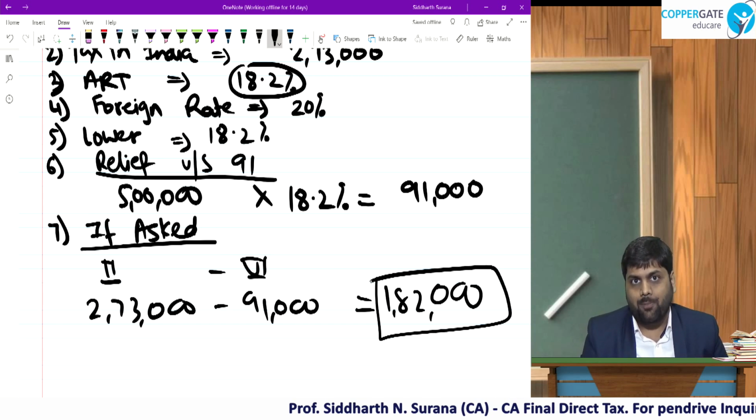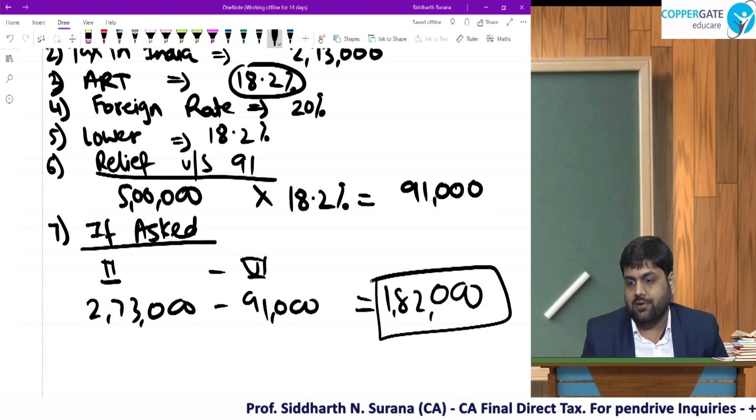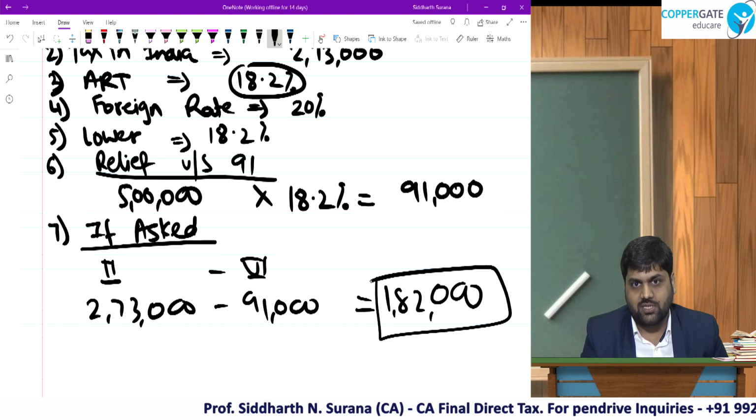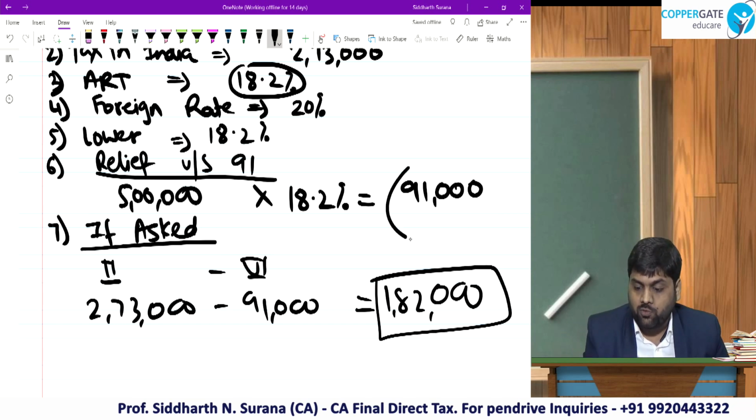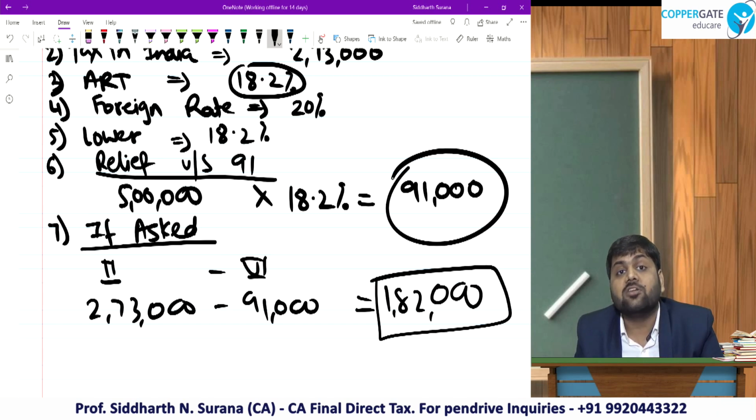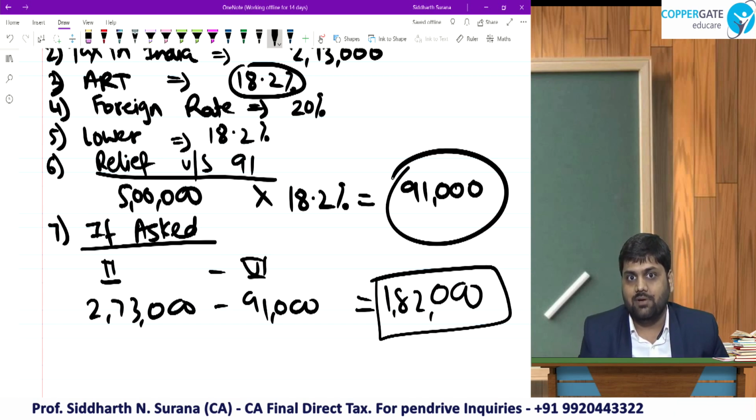What will be my wrong options? Not 10 crore, 20 crore or 30 crore, otherwise everybody knows that 182 is the answer. My options are going to be: option 1, 5 lakh into 18.2. That's correct for relief but incorrect for final tax liability.